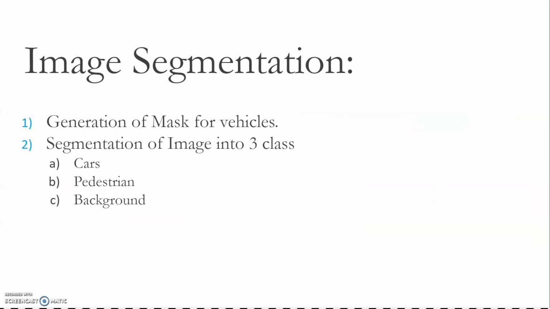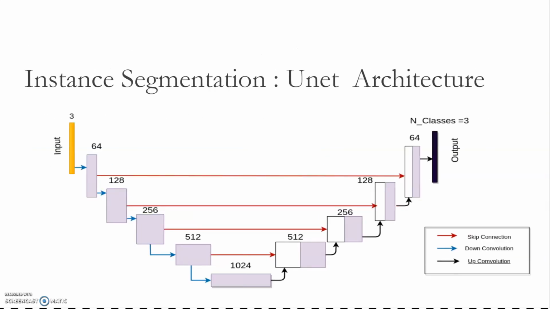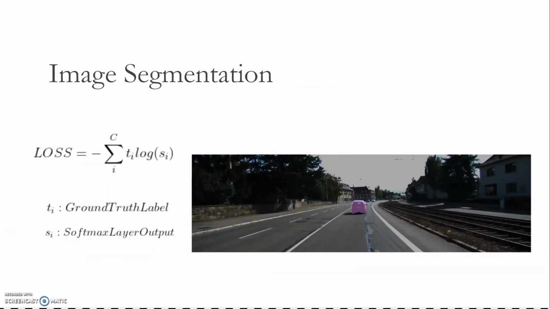Image data is segmented into three classes: cars, pedestrians, and background. A U-Net architecture is used to segment the images. Skip connection is used to transfer the fine-grained details to the output. Segmented image is used to mask out the relevant objects in the scene. This approach reduces the noise when compared to the traditional 3D bounding box approach of segmentation of objects.